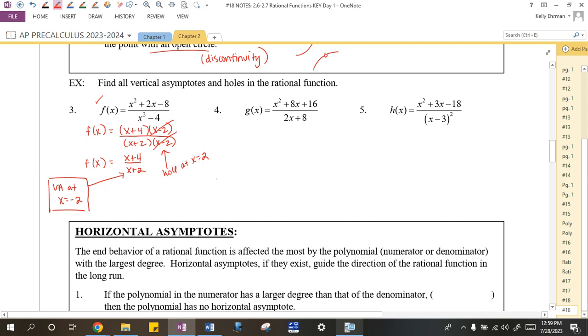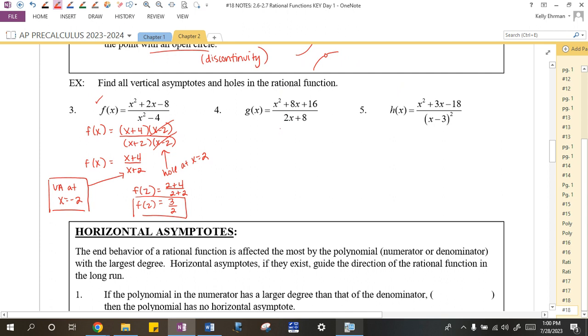I want to find the ordered pair for the hole. So it's not enough to say it's at x equals 2. I need to be able to plot that point. A hole is a point. It's an ordered pair. So remember, you're plugging into the simplified f of x. F of 2, if I plug it into the original, I would get 0 over 0. That's no good. But if I plug it into this, I get 2 plus 4 over 2 plus 2. 6 over 4 is 3 over 2. So that's the hole in the graph. I would plot this with an open circle.